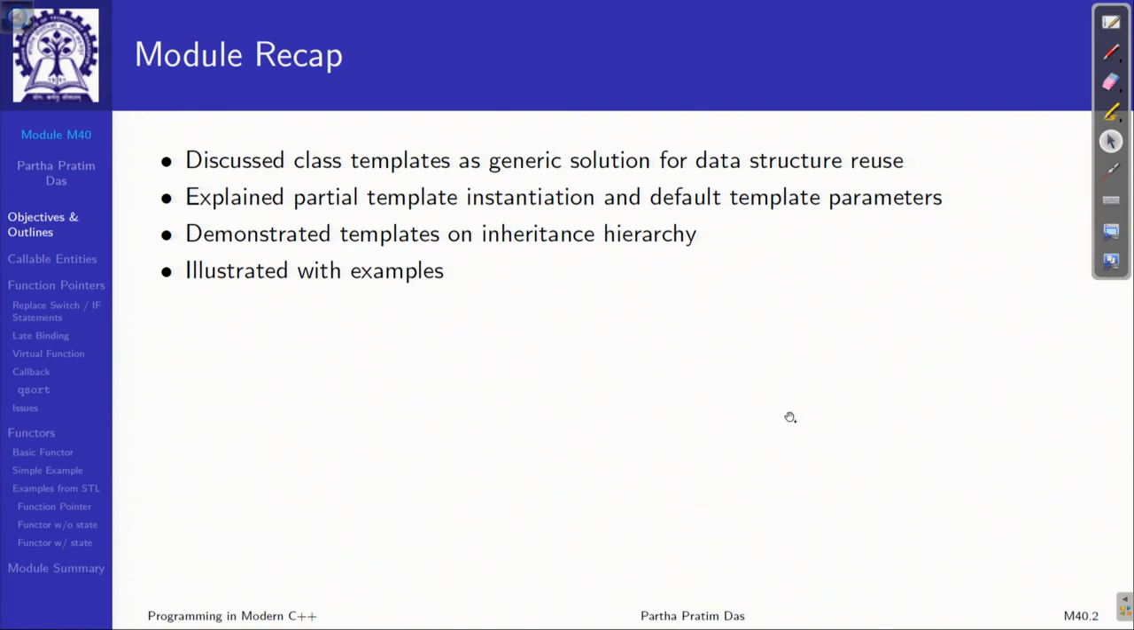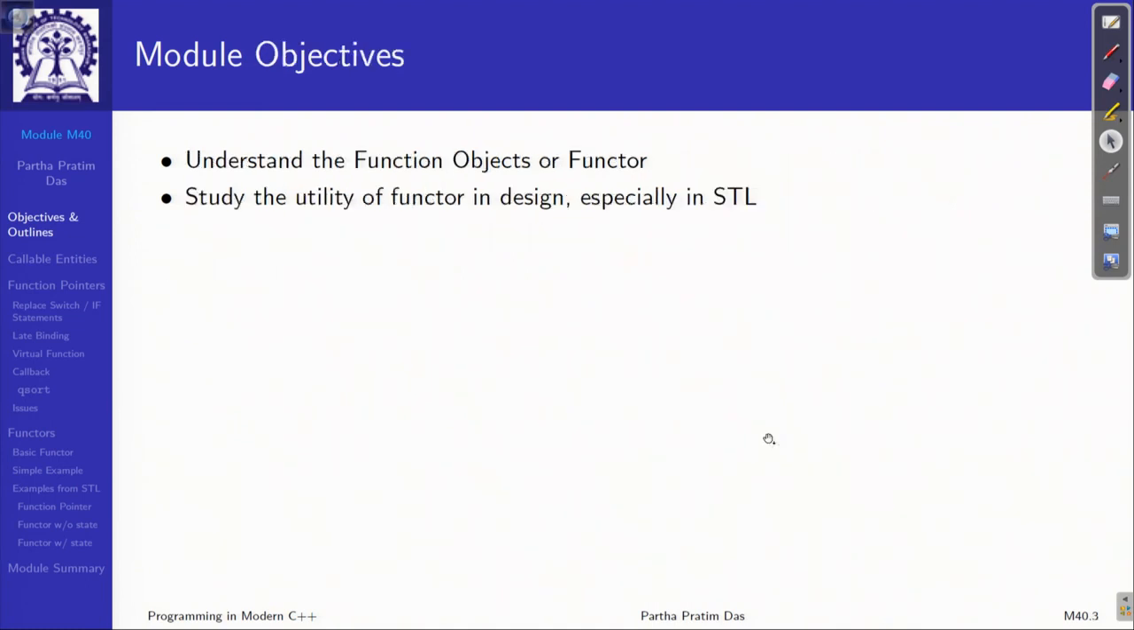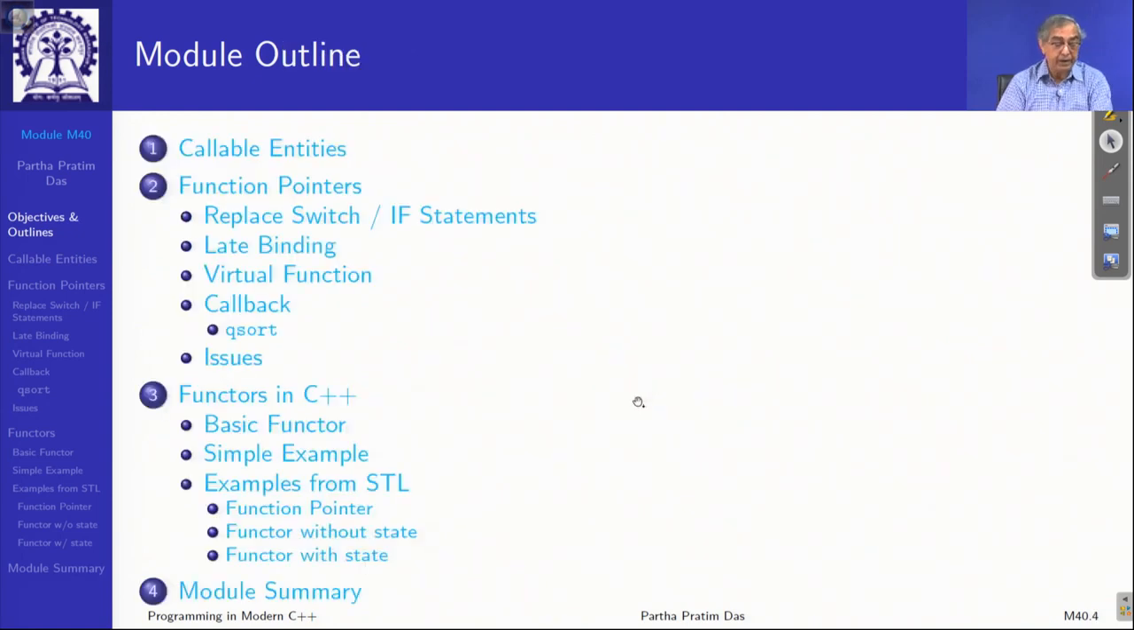In the last two modules, we have discussed templates as a generic solution for data structure reuse, and looked at various algorithms for template instantiation and template parameters, and how to use class templates in an inheritance hierarchy, with examples. In the present module, we are going to look at something new, called function objects or functors, and what is their utility in the standard template library.